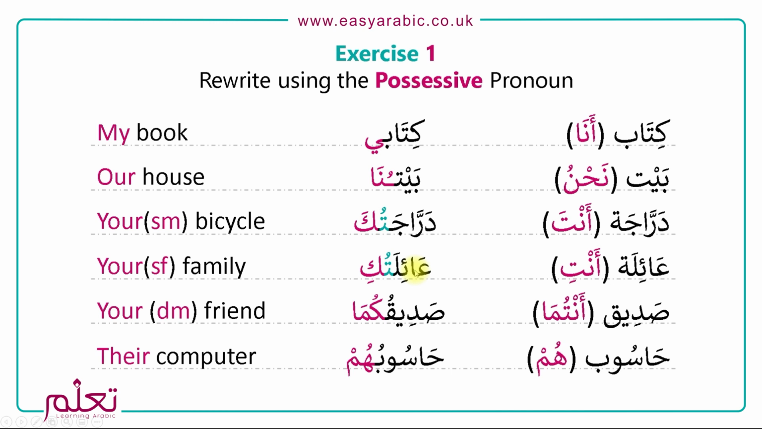So kitabi, which is my book, baituna, our house, dharrajatuka, your bicycle, male to male, a'ilatuki, your family to female, sadiqukuma, which is your friend, to dual male or mixed. And then hasubuhum, which is their computer.